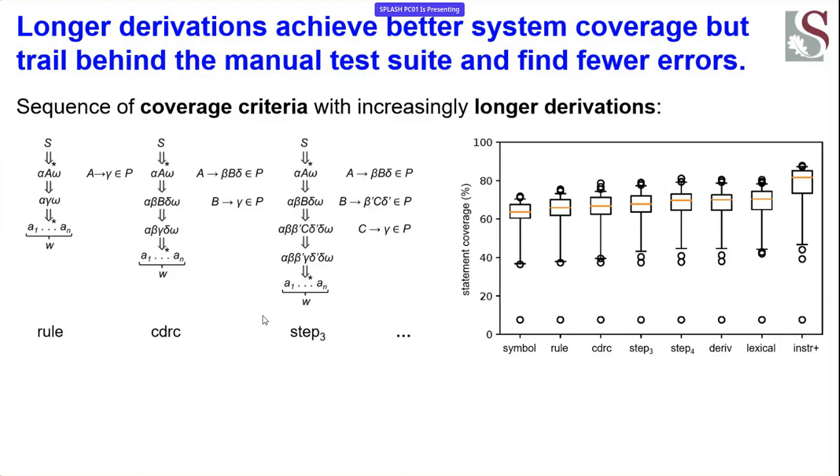Basically, the 23rd percentile, third quartile of the instructor test suite sits above the first quartile of the best syntactically generated test. So in terms of covering the system under test, generating systematic test suites is not very useful.